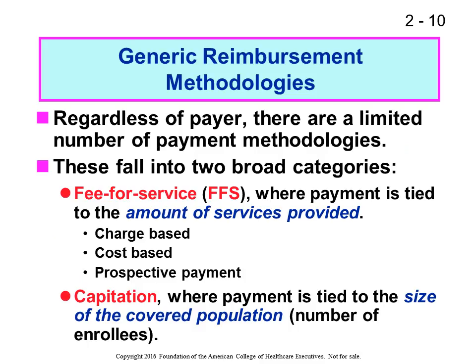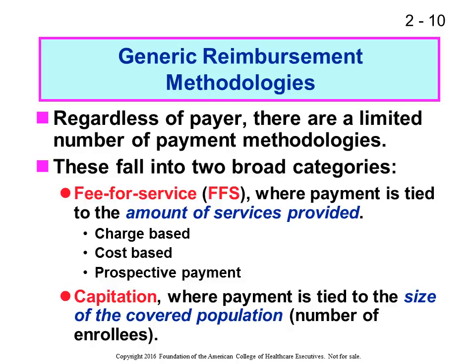When we look at slide number 10, it talks about some of the different types of reimbursement methodologies. So we know FFS, fee for service. This is pretty much where amounts of services are provided. So that could be three different things: charge-based, cost-based, or prospective payment. Basically, you pay the provider for the services they render. You pay the facility for the services they render.